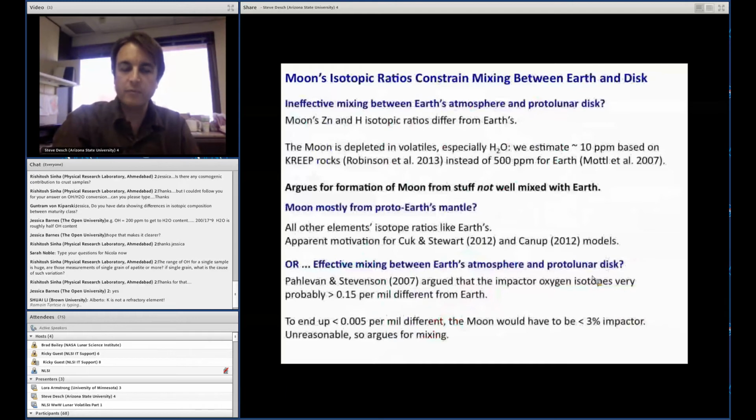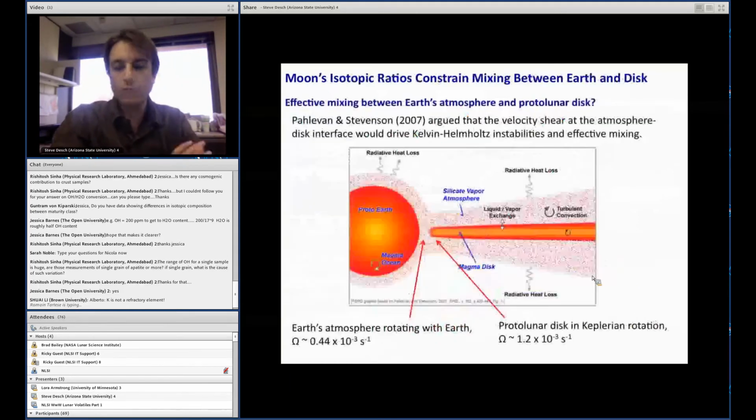And that is why we have the motivation for saying that maybe dynamically it was mostly Earth material, but still 97%. That's a lot of material to come from the Earth and very little to come from the impactor. So what is the deal with mixing? That's what we're trying to understand.